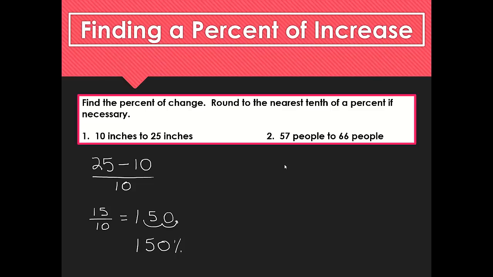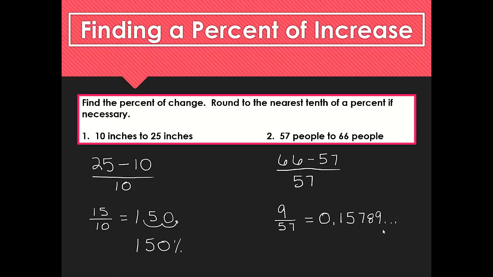So the percent of increase is the new amount, which is 66, minus the original amount, which is 57, and that is all divided by the original amount, which again is 57. Now we can subtract the numerator, and 66 minus 57 is 9. So we have 9 divided by 57. When you divide 9 by 57, you get 0.1578, and it keeps on going.